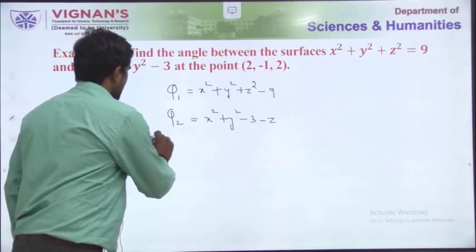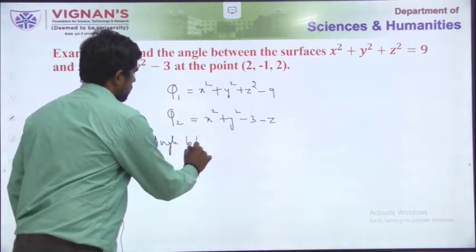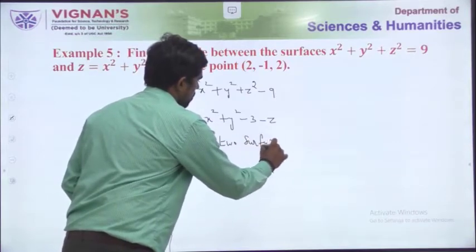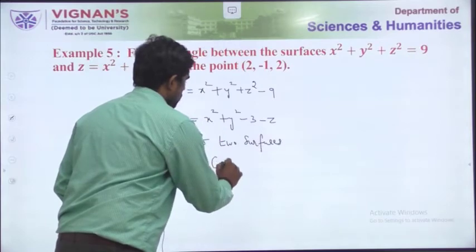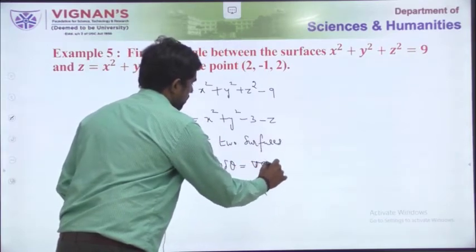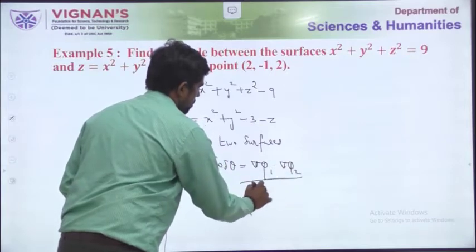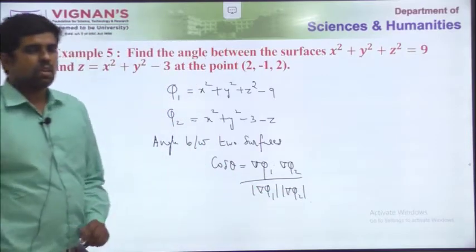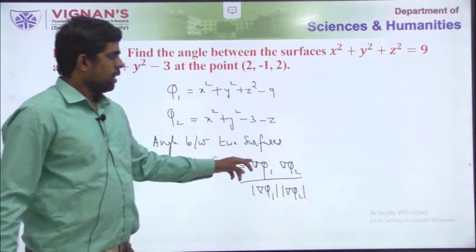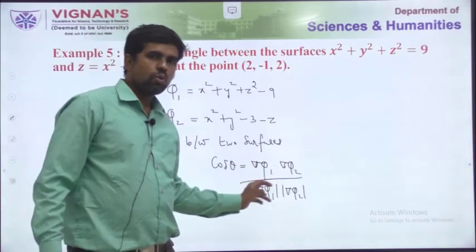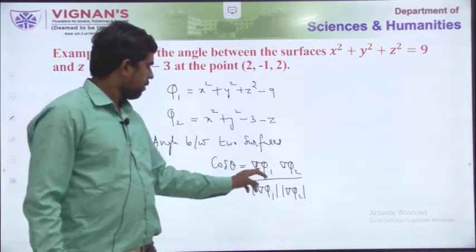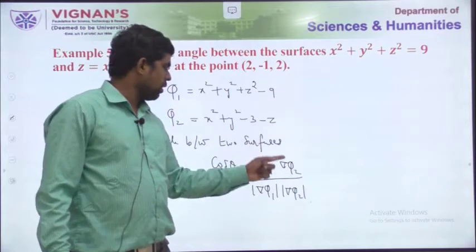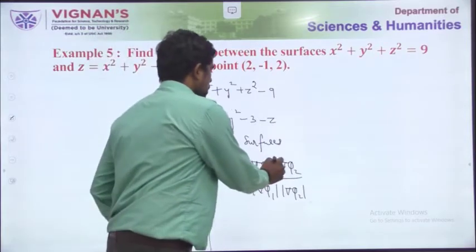So what is the angle between two surfaces? Cos theta is equal to del phi 1 dot del phi 2 divided by modulus of del phi 1 into modulus of del phi 2. It is a dot product of two unit normal vectors. Del phi 1 by modulus of del phi 1 is the unit normal vector of surface 1, and del phi 2 divided by modulus of del phi 2 is the unit normal vector of the second surface.